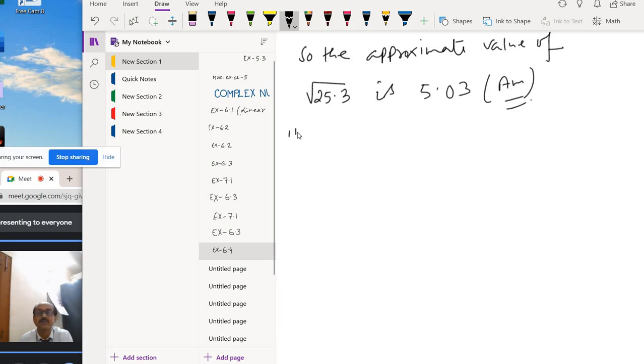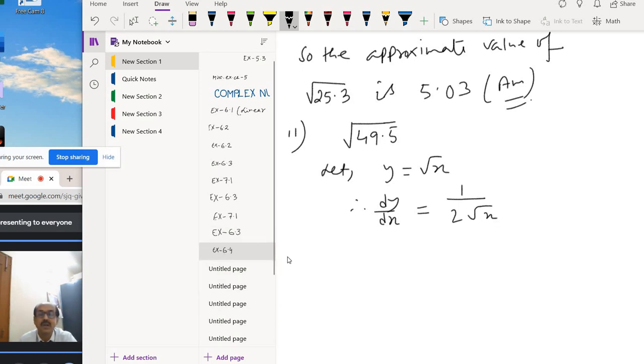Now part 2. The question is 40 under root 49.5. This is the question. Same type of question, under root. So let y equal to root x. Find its derivative. Therefore dy by dx equal to 1 by 2 root x.